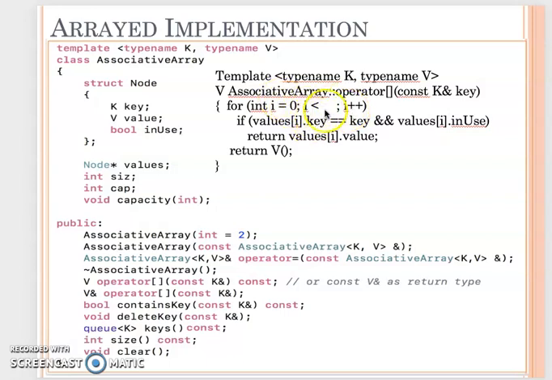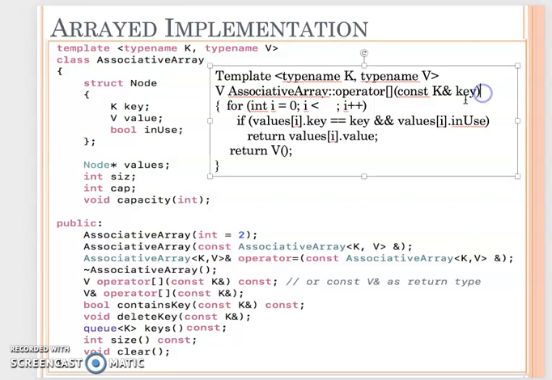Continue from the previous video. Actually, our square bracket getter function we didn't finish yet, right? So that's why here we need to have a for loop. If the value key equal to the key and is in use, we will return the value. Otherwise, we return the default value. But what is the condition for our for loop?